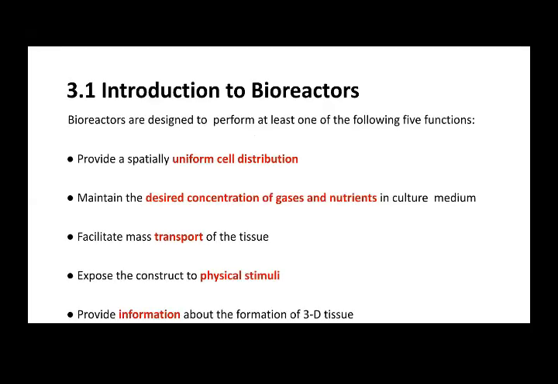Now, bioreactors are designed to perform at least one of the following 5 functions. What are they? A, facilitating mass transport of the tissue. Second, maintaining desired concentration of gases and nutrients in the culture medium that will further promote its growth. Third, provide a spatially uniform cell distribution. Fourth, expose the construct to physical stimuli. Along with that, provide information about the formation of 3D tissue.